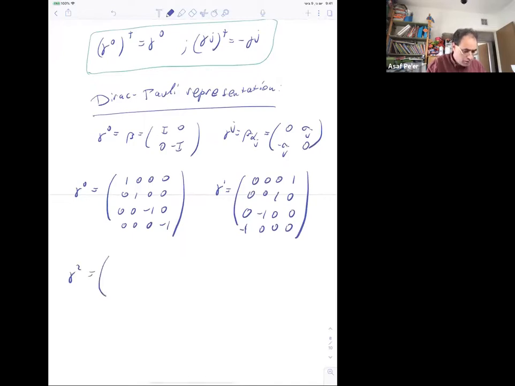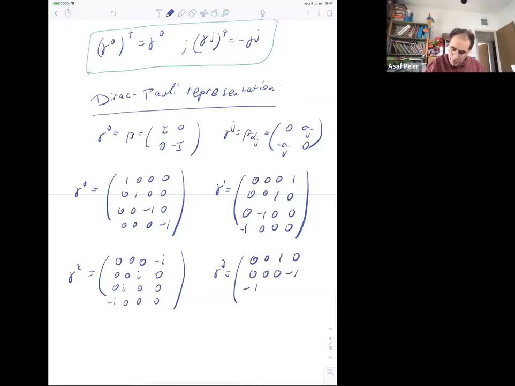Gamma 2 would be 0, 0, 0, minus I, 0, 0, I, 0, 0, I, 0, 0, minus I, 0, 0, 0. And gamma 3 is the only one which is a little bit of interest. The sigma 3 is 1, minus 1. So it's 0, 0, 1, 0, 0, 0, 0, minus 1, and then minus 1, 0, 0, 0, 0, 1, 0, 0. So that's the most commonly used representation of the gamma 0 and gamma j matrices.